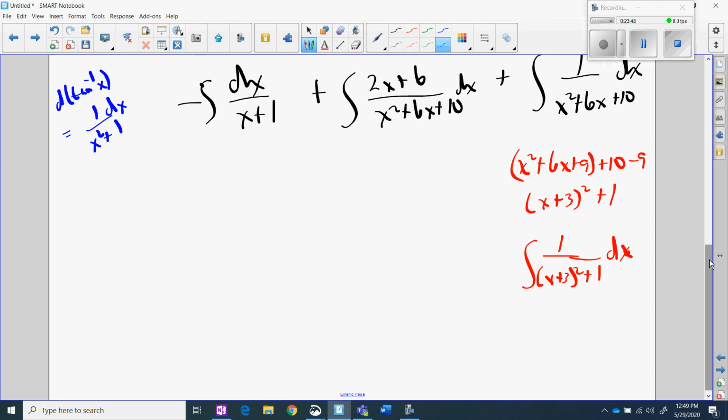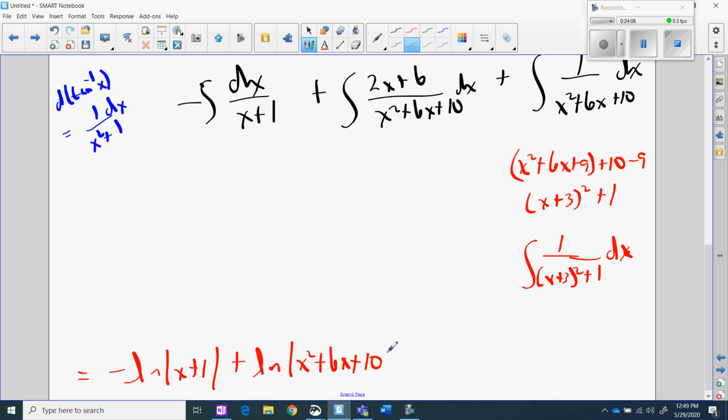Okay, let's put that all together and integrate each one of these. So here's my final answer. Negative natural log of x plus 1 plus natural log of x squared plus 6x plus 10. And then last but not least, inverse tangent of x plus 3 plus c. All right, one more to go.